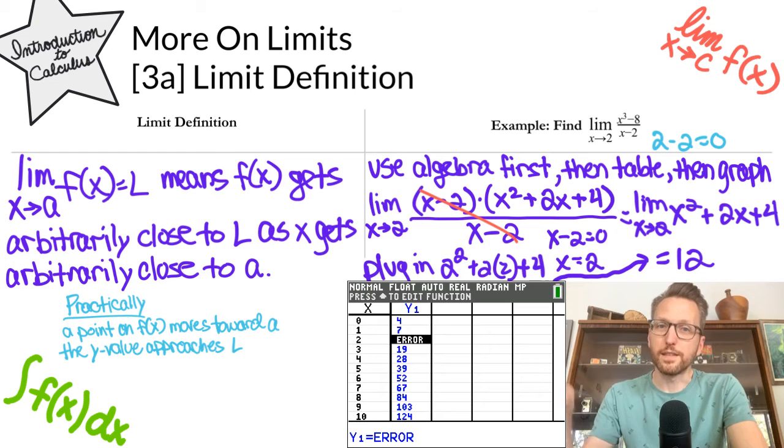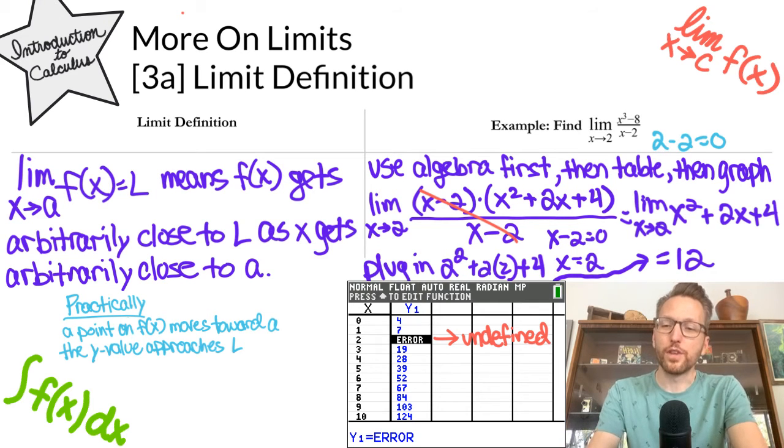So just because it says error doesn't mean the limit doesn't exist. What that means is the function is undefined at that point. Okay, now let's go to the graph. So if you press zoom 6, you won't get the full window of this function, so we'll change it a little.